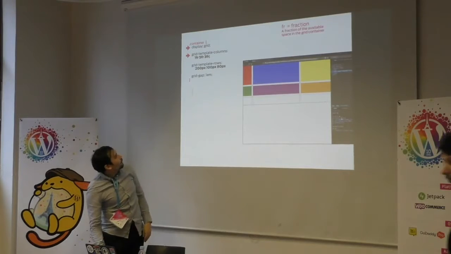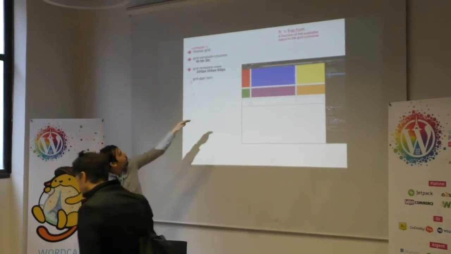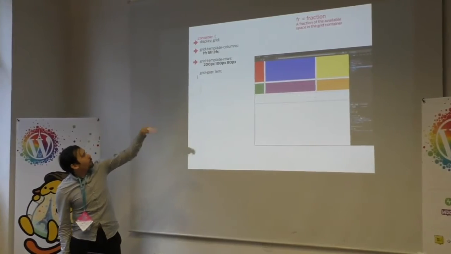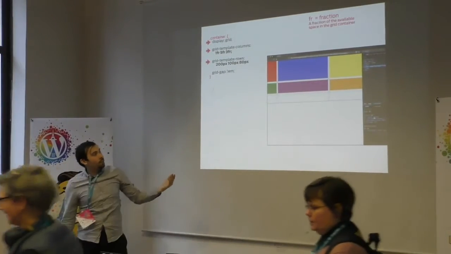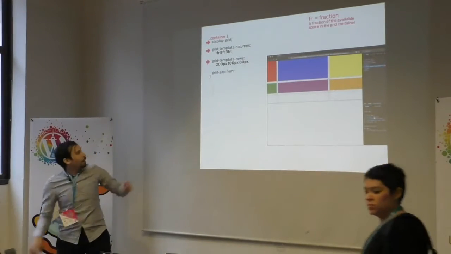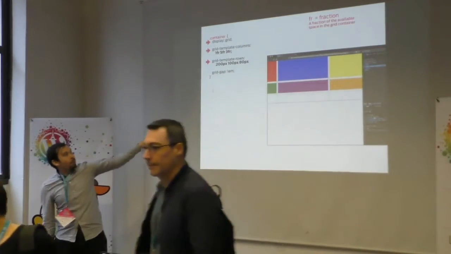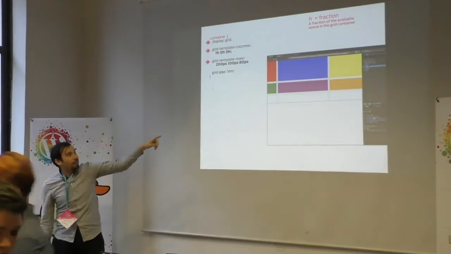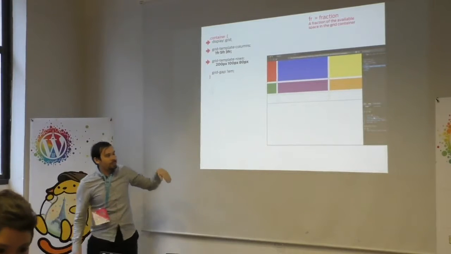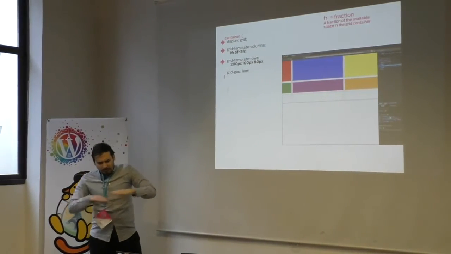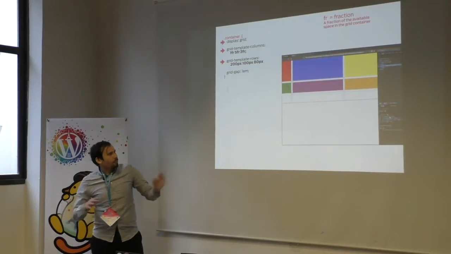I told it, 1 row, 2 rows, 3 rows. 200 pixels, 100 pixels, and 80 pixels. And it does it for me. And there's some magic happening here: the third row is empty, but it's 80 pixels, and it's there. And the browser respects it. No more float and bottom and hacking and absolute.